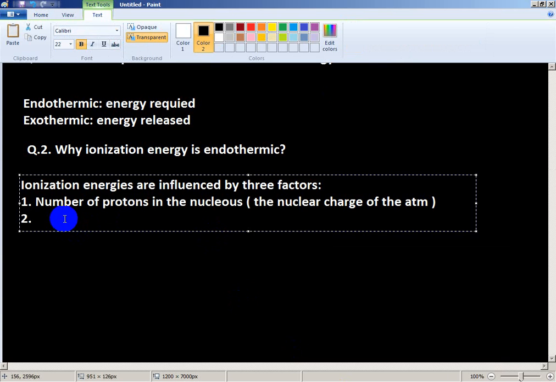Three factors: the number of protons in the nucleus, or the nuclear charge of the atom. And second is the electron repulsion, the repulsion of inner shells. Electron repulsion is called shielding. Do you know what shielding means?